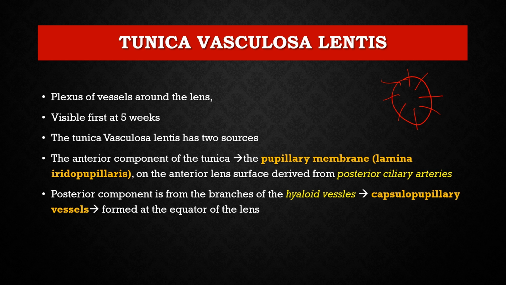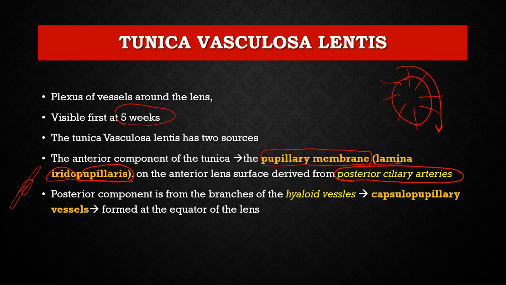The tunica vasculosa lentis starts developing at about the 5th week of gestation. And there are 2 arteries which are feeding the tunica vasculosa lentis. We have the posterior ciliary artery, supplying basically the anterior part of the lens up to the equator, and the branches of the posterior ciliary artery will form what is known as the lamina iridopupillaris or the pupillary membrane. It is called the lamina iridopupillaris because it is in close association with the iris and the pupil.